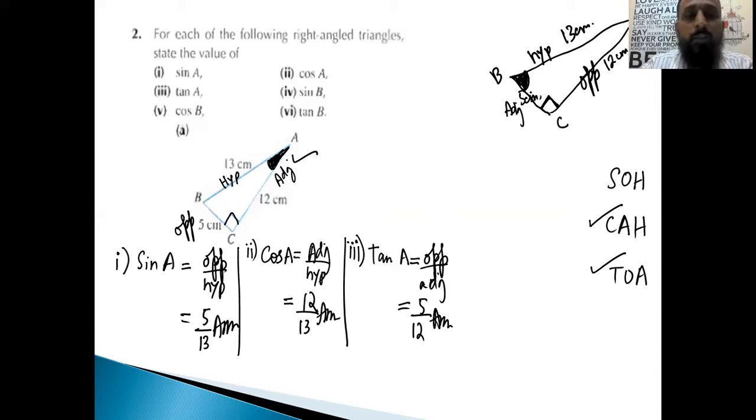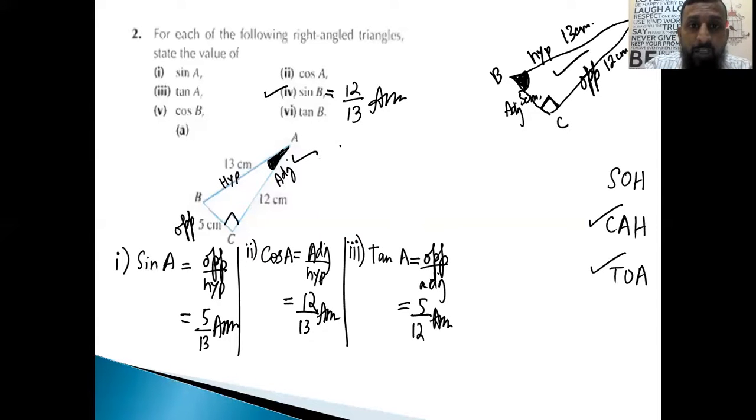So boys and girls, part 4, sine B equals to, what we have learned about sine, we have used the word so. So means opposite upon hypotenuse. If I consider this triangle now, considering angle B as my acute angle, opposite is 12 and hypotenuse is 13. So this is equal to 12 upon 13. That's my answer of part 4.